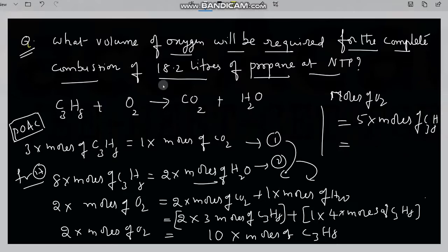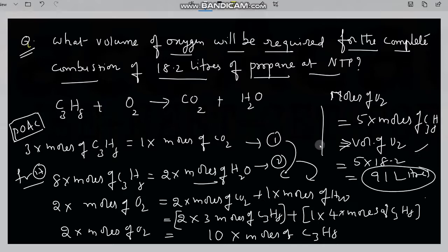So according to Avogadro's principle, number of moles can also be considered as volumes here. That means the 18.2 liters given is considered as volume. Then we can easily say the volume of O2 equals 5 into the volume of propane, 18.2. 5 into 18.2 will become 91 liters. So 91 liters is the answer for this problem.